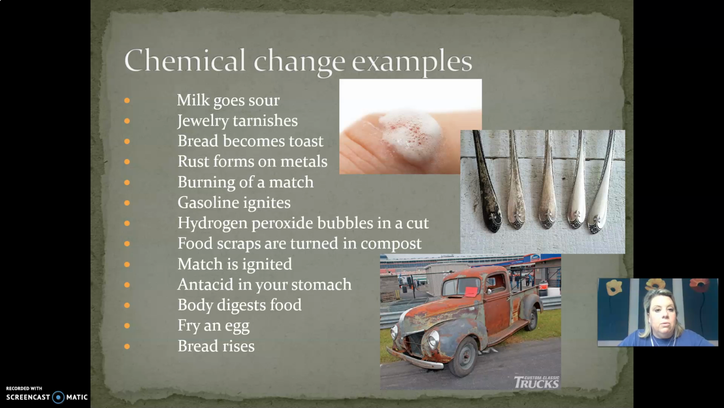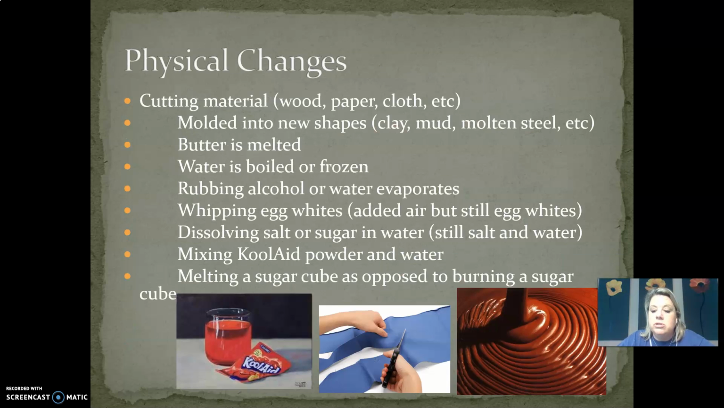Milk going sour, jewelry tarnishing, bread becoming toast, rust on metals, burning of a match, gasoline igniting, hydrogen peroxide bubbling up in a cut. These are all chemical changes. Food scraps breaking down and making compost. It actually becomes dirt, soil. The match is ignited, antacid in your stomach, your body digesting food, frying an egg, bread rising. All of those are chemical changes.